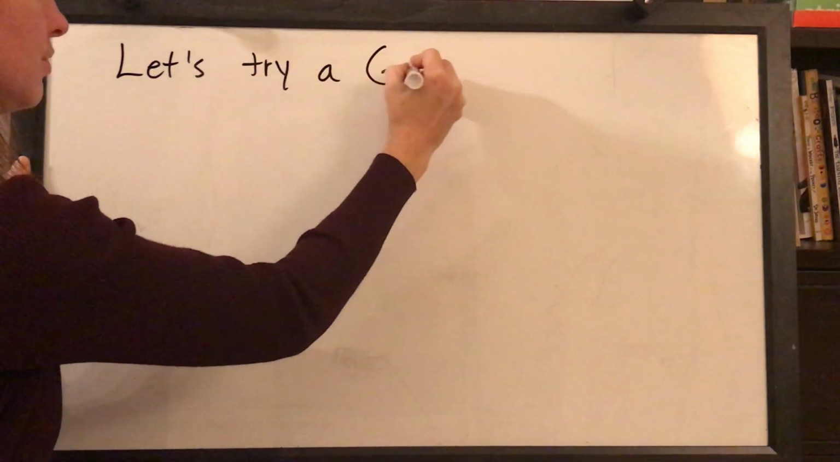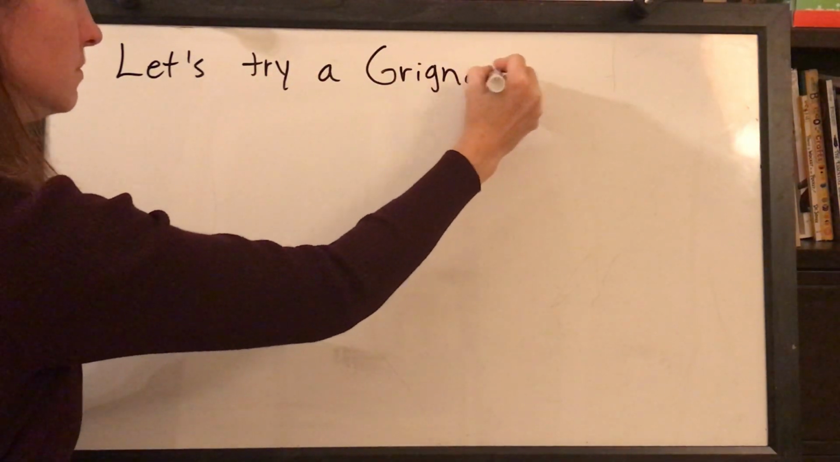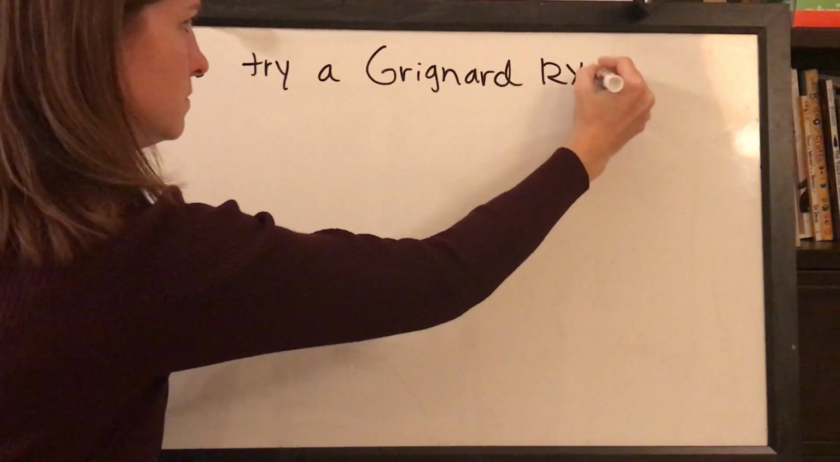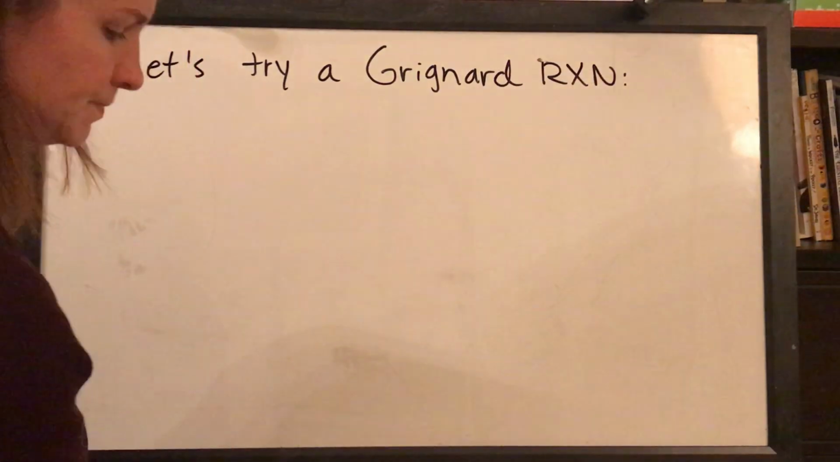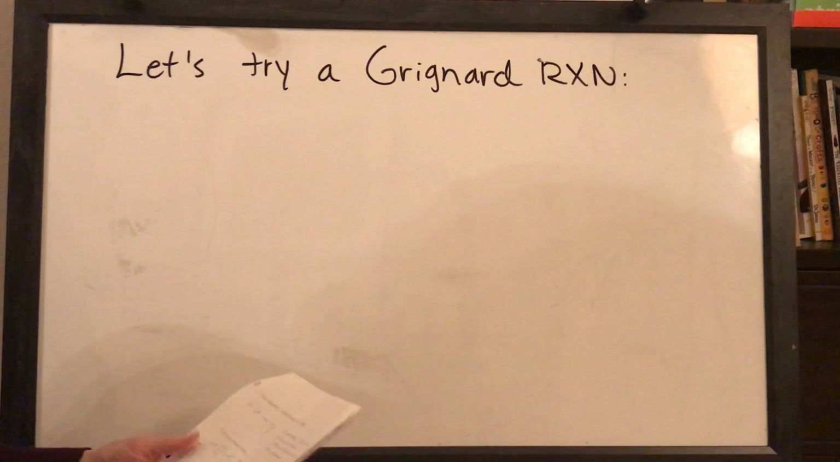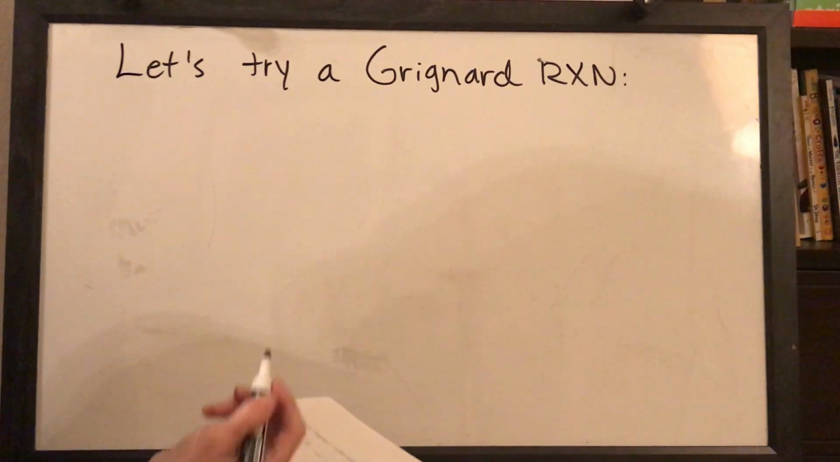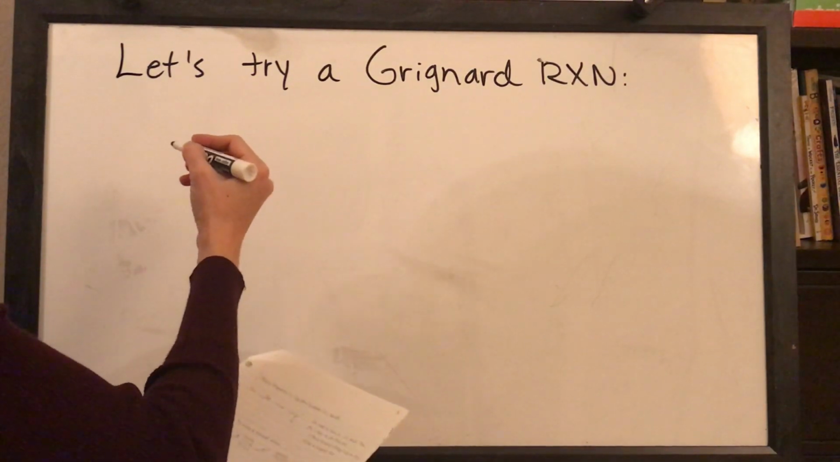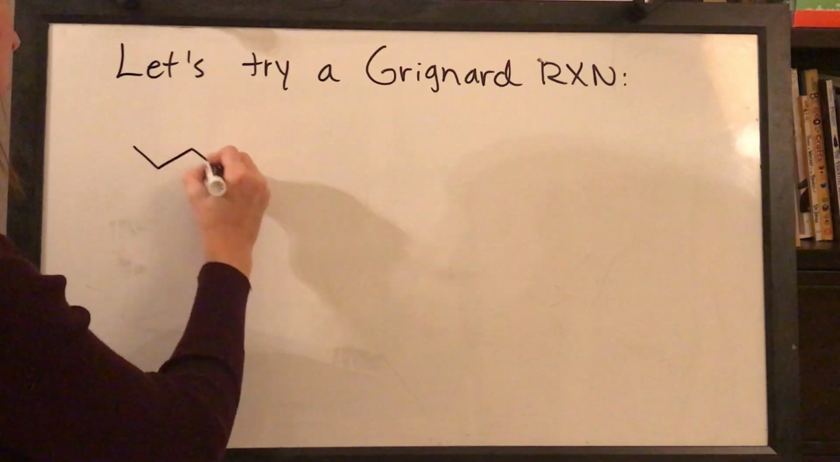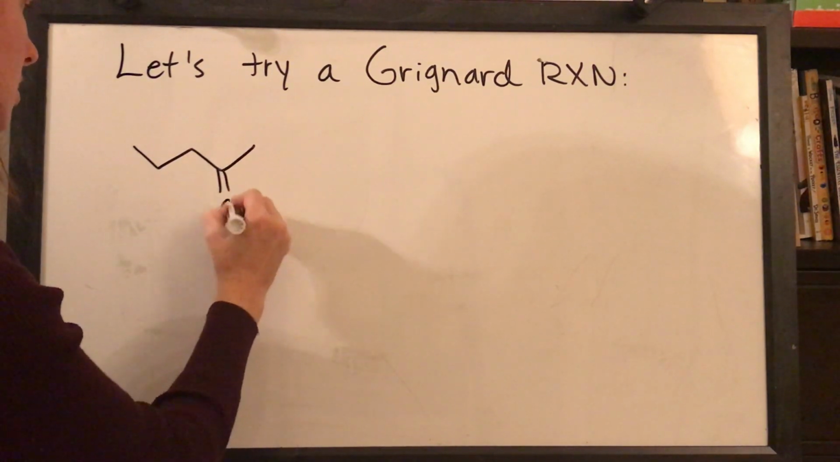Let's try a Grignard. Okay, so for Grignard reactions, it helps a lot to think backwards. So I'm going to draw the product here that we're trying to make.